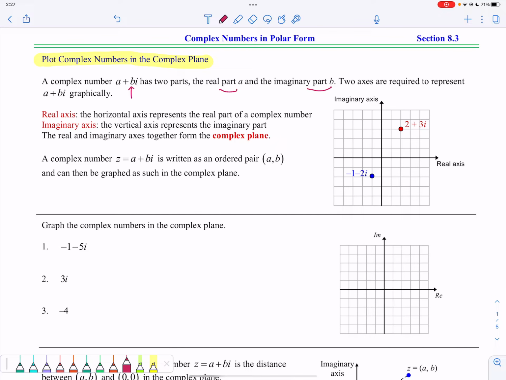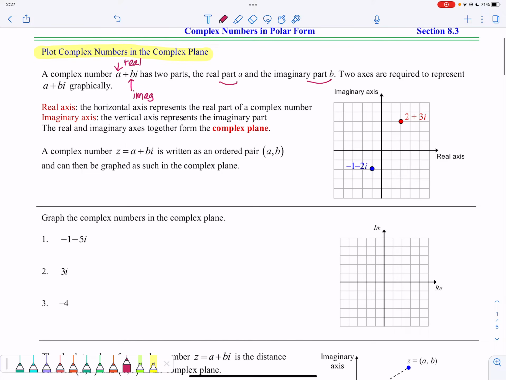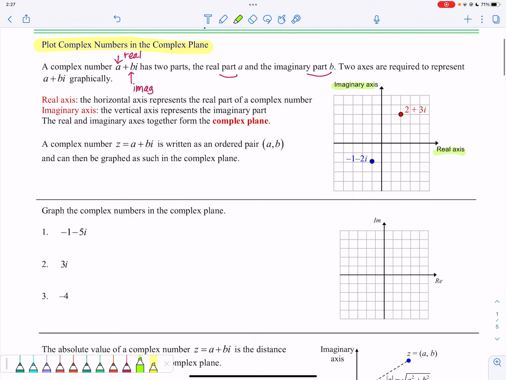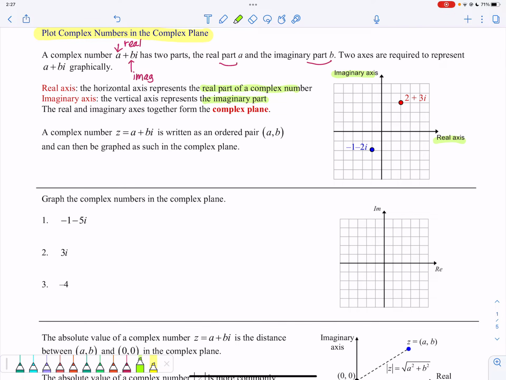So just this b is the imaginary part, and this a is the real part. Okay, the two axes are required to represent a plus bi graphically. So as you can see, we have an imaginary axis and we have a real axis. The real axis is the horizontal axis, and that represents the real part of the complex number. And the imaginary axis, which is the vertical axis, is going to represent the imaginary part. And we call this the complex plane.